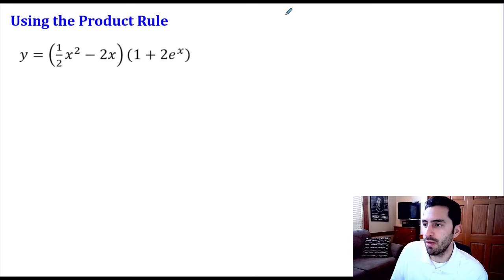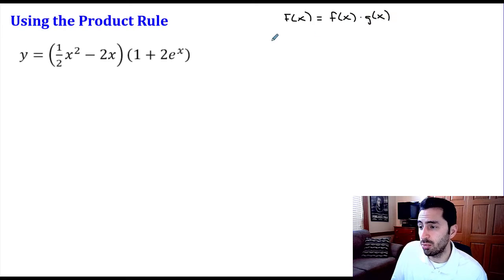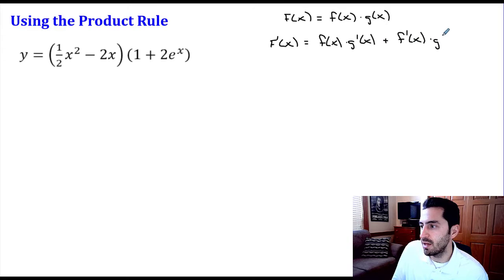And let's just remind ourselves of what that is first. So if I have a function, let's call it capital F of x, if this function can be written as the product of two other functions, our product rule says that the derivative, capital F prime of x, is equal to the first times the derivative of the second plus the derivative of the first times the second.